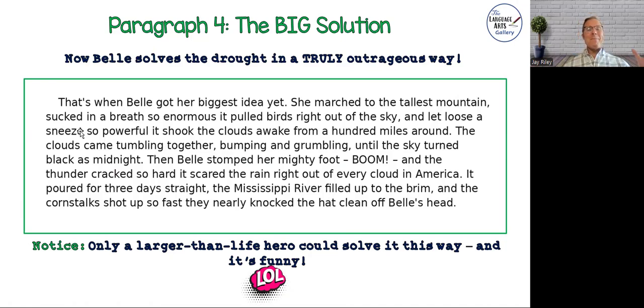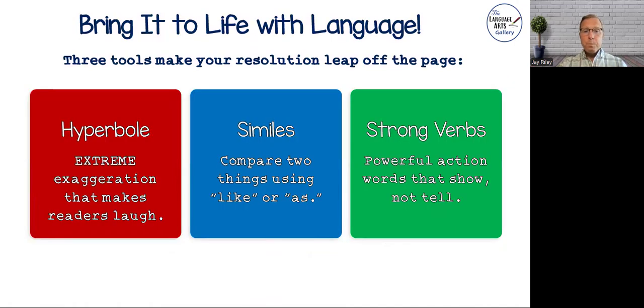So we can see Belle has found a solution to her problem in this fourth paragraph, and she's done it in a very humorous way. We know that Belle is trying to solve the problem and then eventually does solve the problem in very outlandish ways because of the language that the author uses. So let's take a look at that.